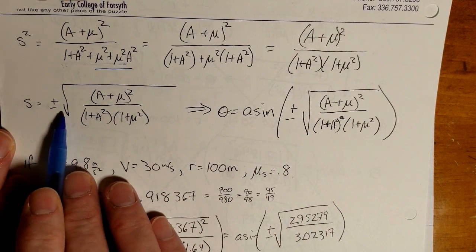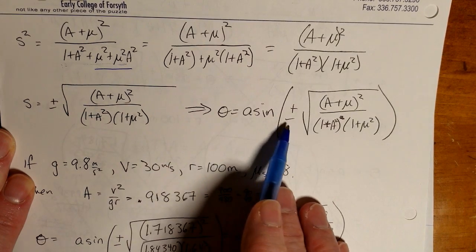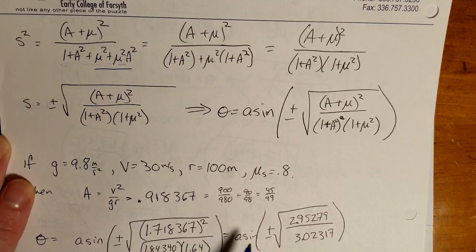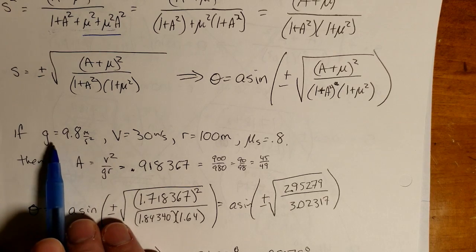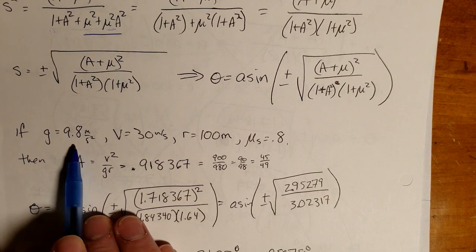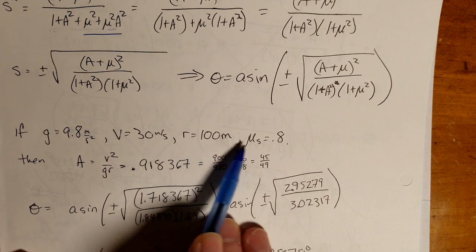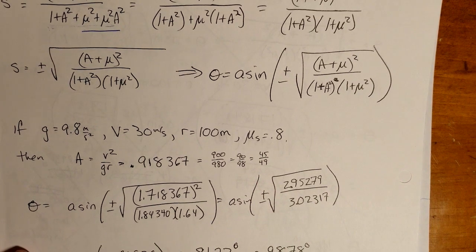So now s is equal to plus or minus the square root of all that, and so theta is equal to the arcsine of plus or minus that. And so now I have a formula for the angle, so let's just stick some numbers in. Traveling about 65 miles an hour, assume that we're somewhere on a planet like Earth, radius of curvature is 100 meters, and mu sub s, which is roughly right for asphalt and rubber.